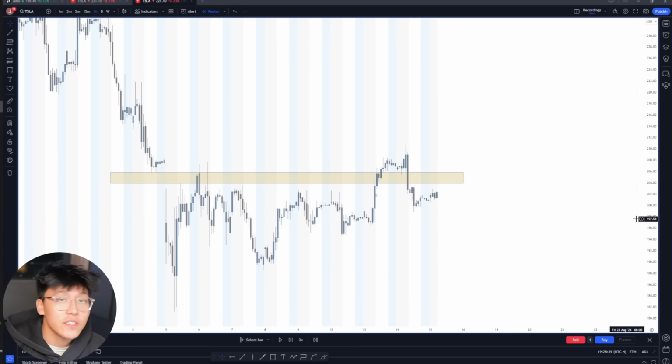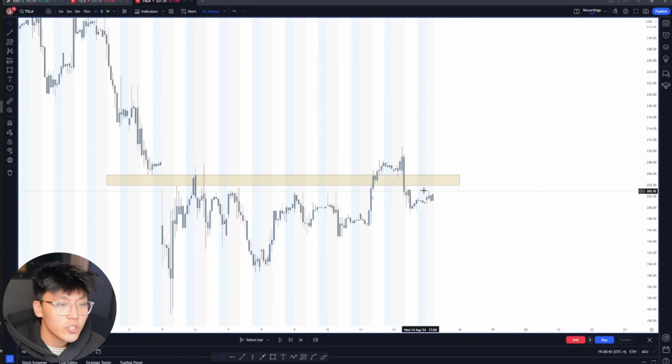So as you can see, this is a few days later. This was actually 2 days later than our previous example that I just showed, and we marked out this key flip zone. So this is the key flip zone that we had on Tesla. It was still a valid level. This is how we use flip zones. These key areas can be used multiple times over and over.